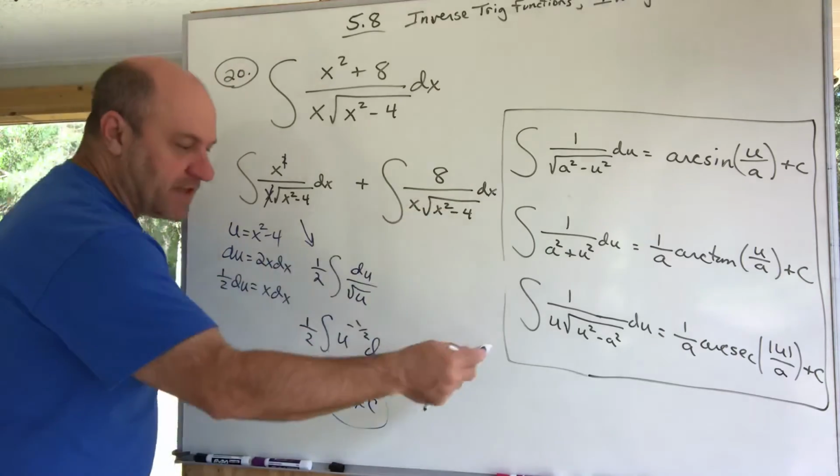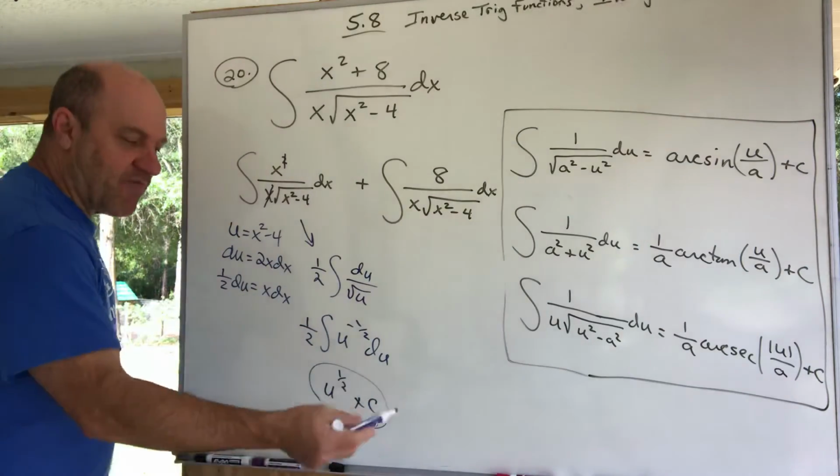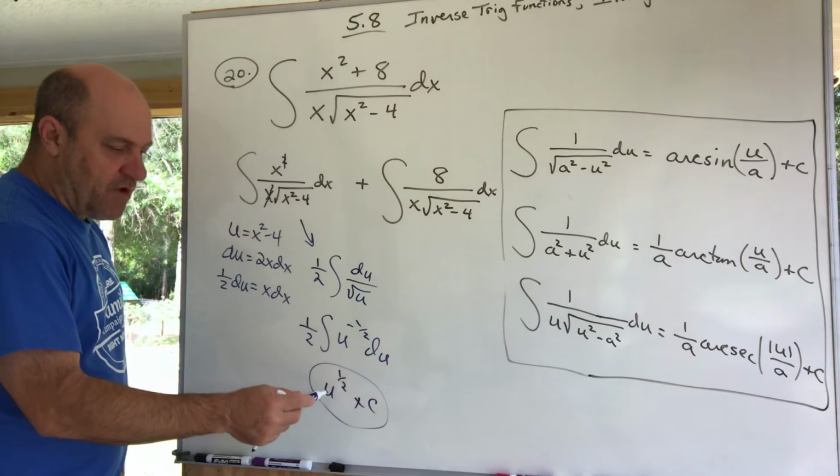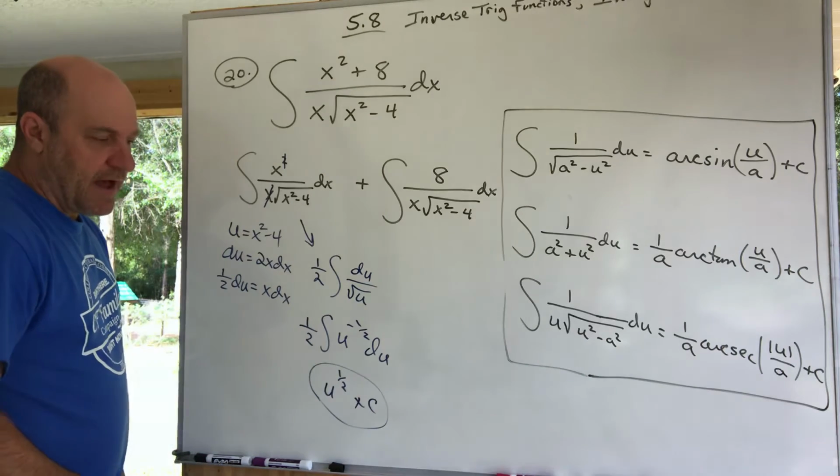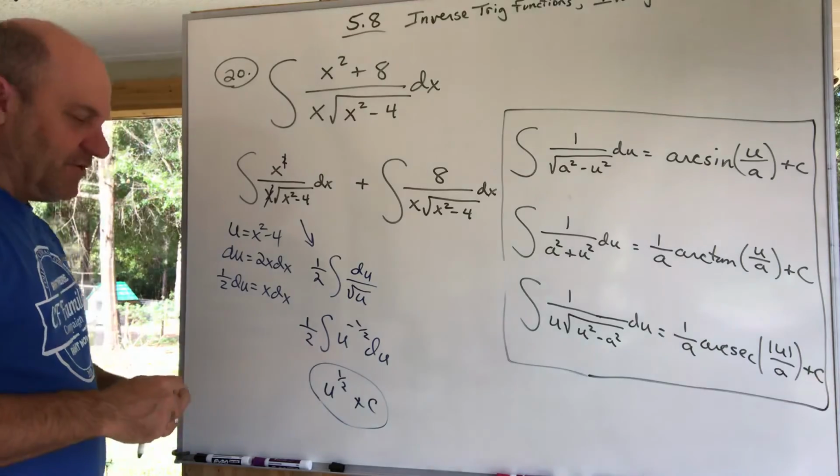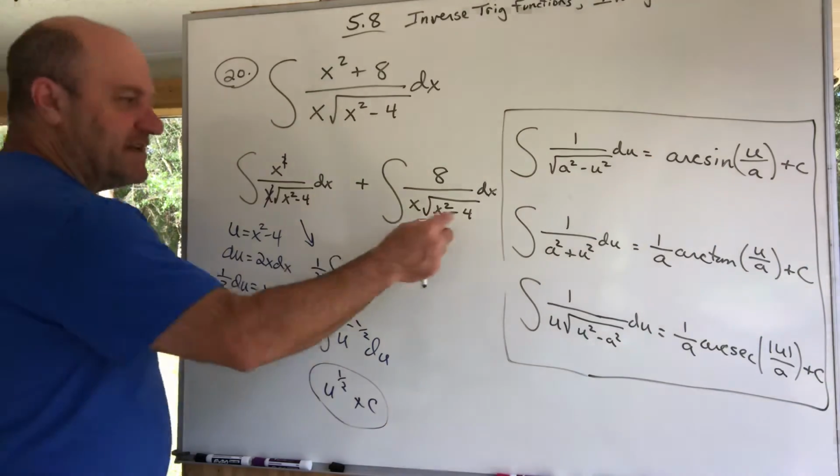Actually, that's going to have a plus c. I'm going to add my 2 answers and have 1 plus c. But this problem is over. It's the square root of u. That was cool. What is this?